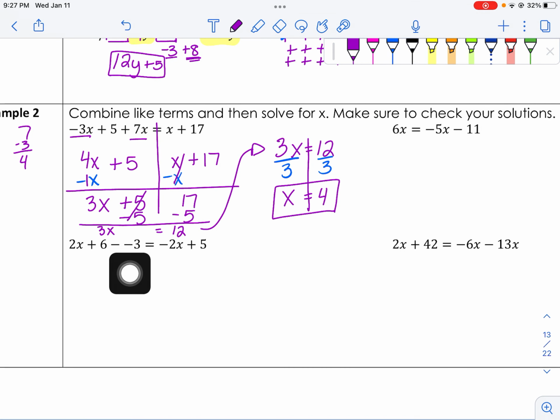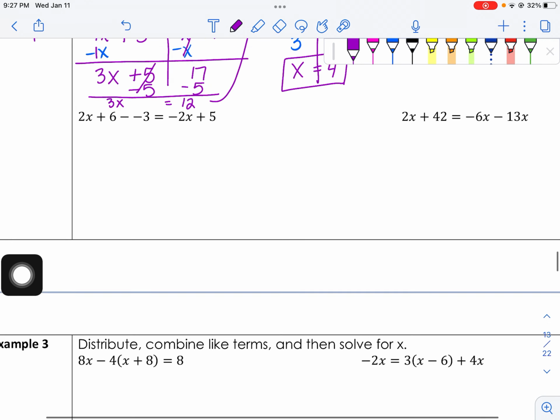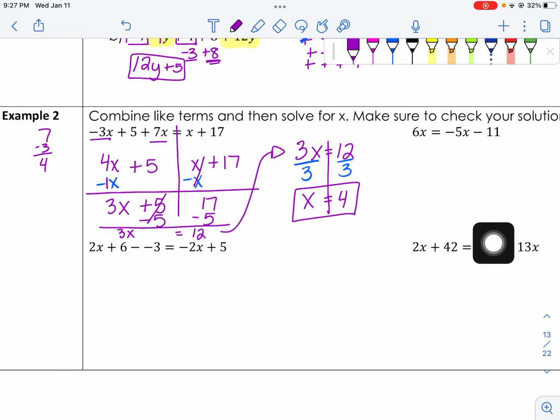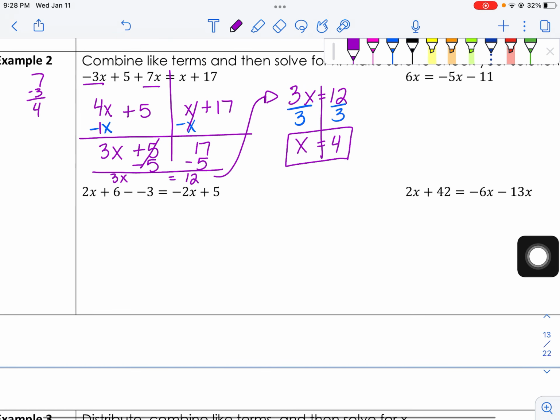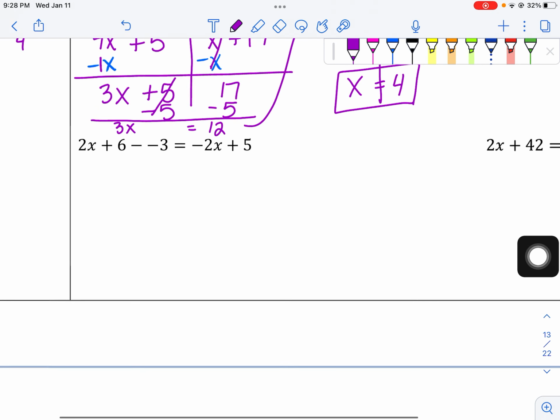I think I'm going to go down to this one right here, and then do a couple more down here. And so I think I'm going to skip these for now, just for sake of time. Okay, so we're really going to focus on combining like terms and then combining our variables on both sides.